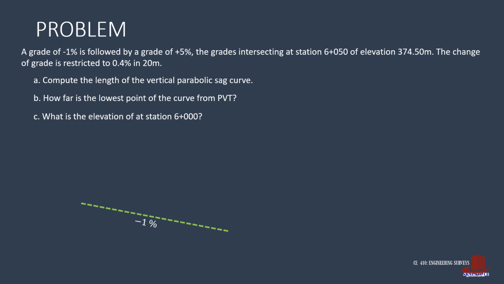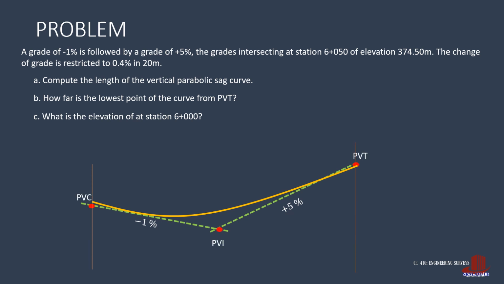Illustrating the curve, there are tangents of negative 1% and positive 5%. The details of the point of intersection are also provided. They are the elevation of 374.5 meters and station at 6 plus 050. One of the requirements is to look for the lowest point of the curve, which we will label as W.